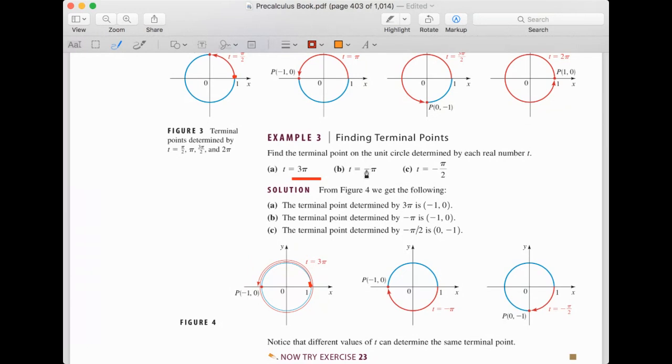Now the second one is negative pi. Well, negative, we go clockwise. We start from the same point, but we run clockwise. So that's negative pi. The third one is negative pi over 2. Start from the same point, run clockwise pi over 2. That's negative pi over 2. So on and so forth. That's how we measure angles.